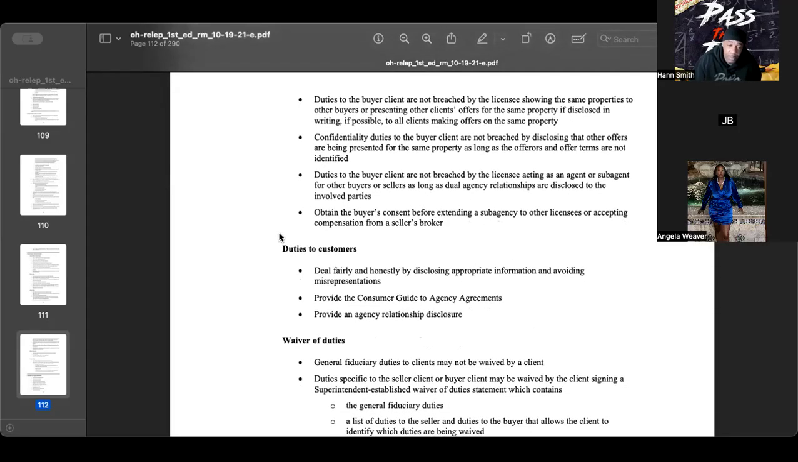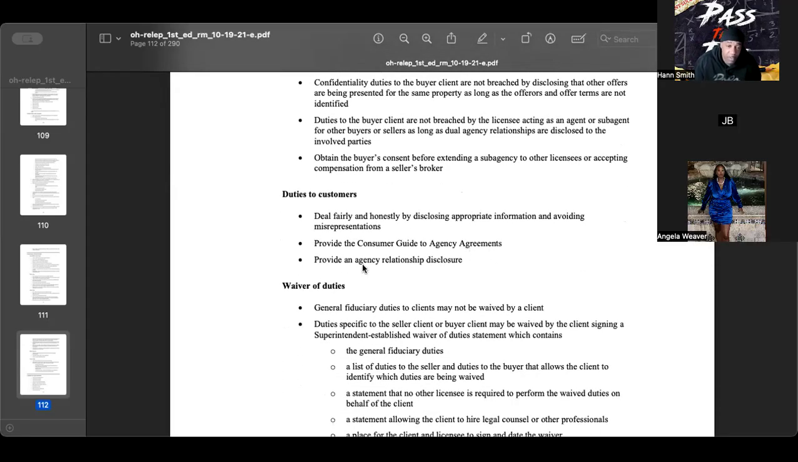And then duty to customers. There's no such thing as a customer anymore, really, to tell you the truth. But you can just look at a customer as somebody that you don't have an agreement with. You've got to be fair and honest to them, disclosing appropriate information and avoiding misrepresentations. Misrepresentation is one of the other bigger ways that you can lose your license. The whole reason you're taking this test is so you can be a competent real estate practitioner and avoid misrepresentations, or just flat out lying or fraud.